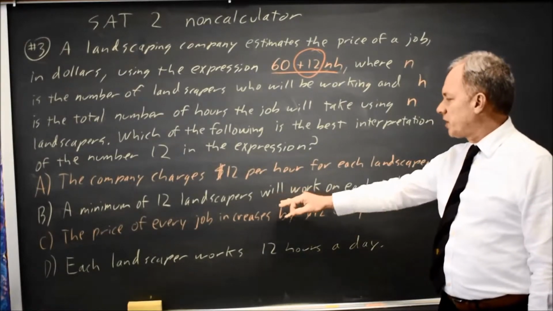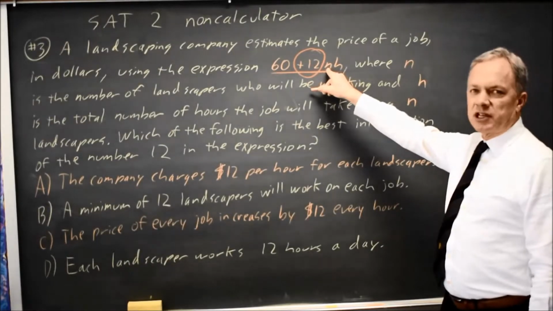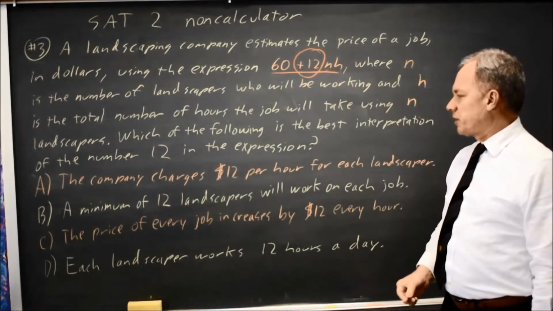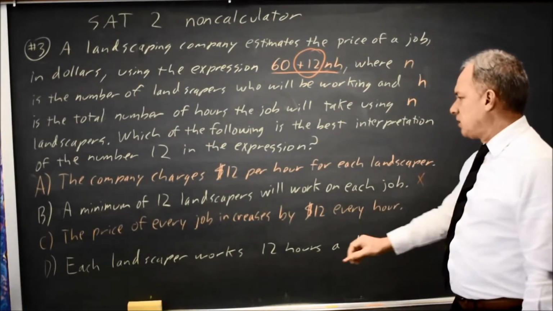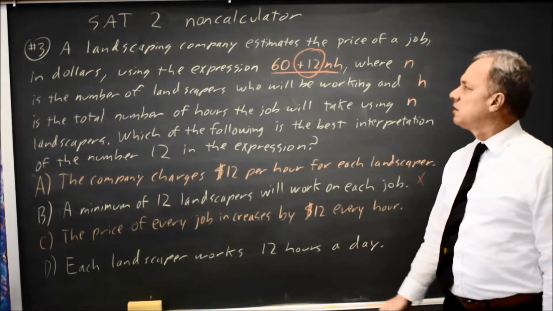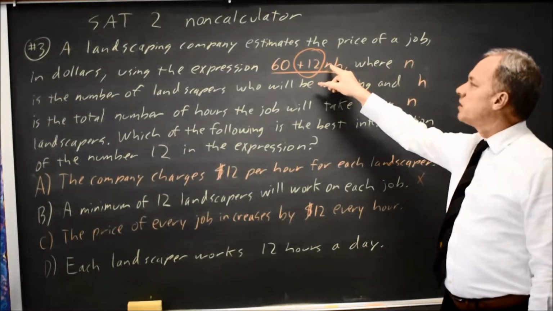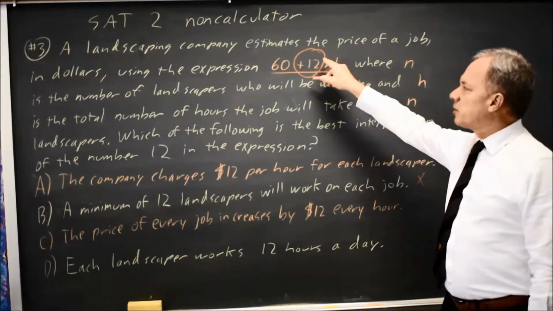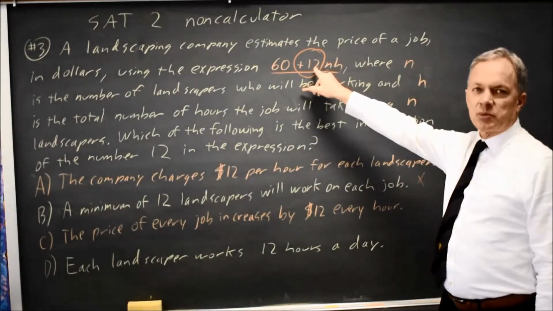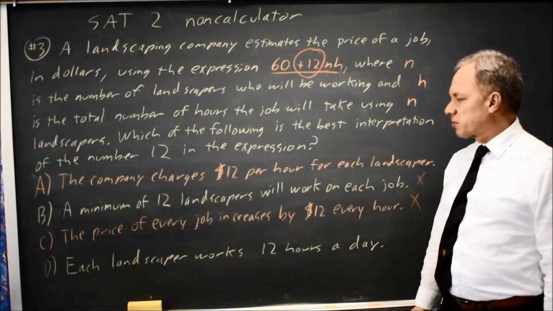A minimum of 12 landscapers will work on each job. Since n is the number of landscapers and 12 is not limiting that, it does not make sense. The price of every job increases by $12 every hour. That would only be true if n was 1. If n is 2, then when h goes up by 1, the price goes up by 12 times 2, which would be 24. So it's not always $12 per hour.